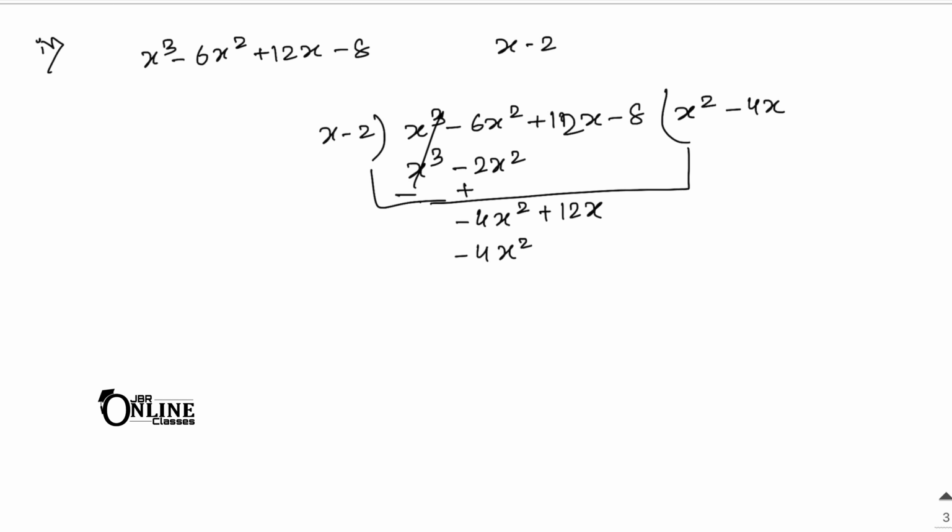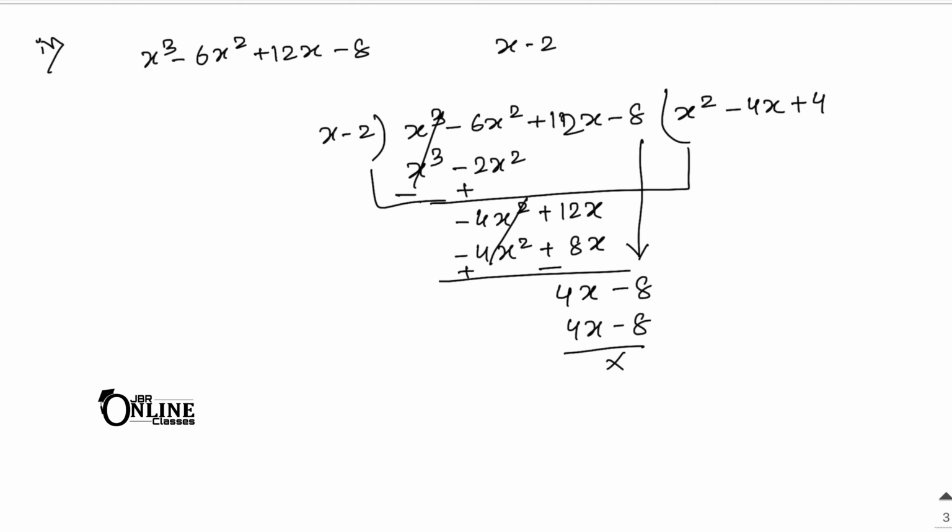And the second one will be minus minus plus, 4 times 2 is 8x. So plus and minus cancel out, and here that will be 4x. So 4x minus 8. Okay, now if you multiply with plus 4, it becomes 4x minus 8. That means again remainder 0, and your answer here is x square minus 4x plus 4.